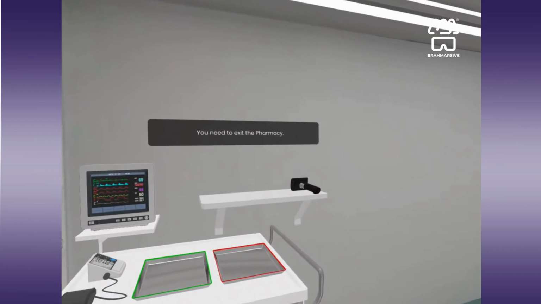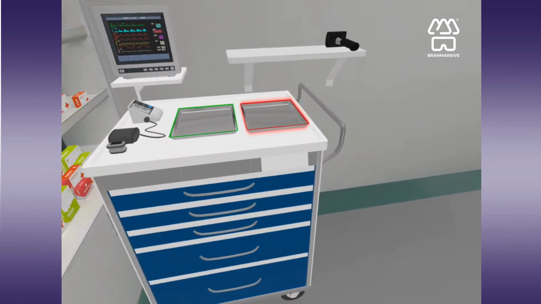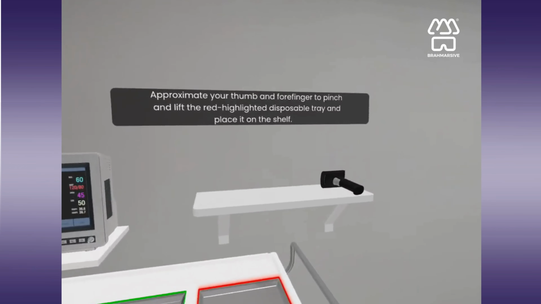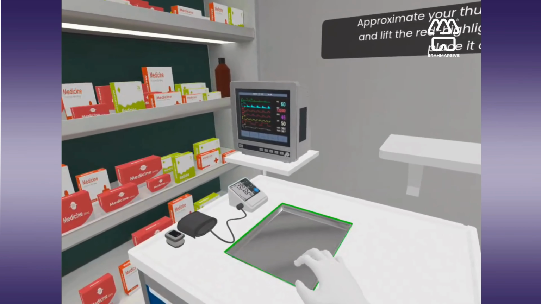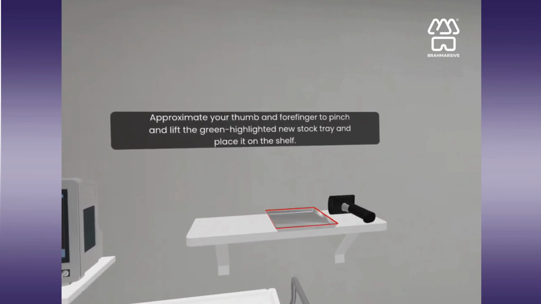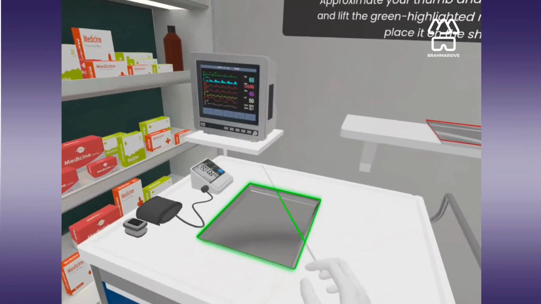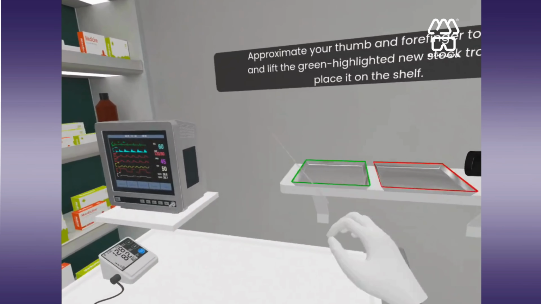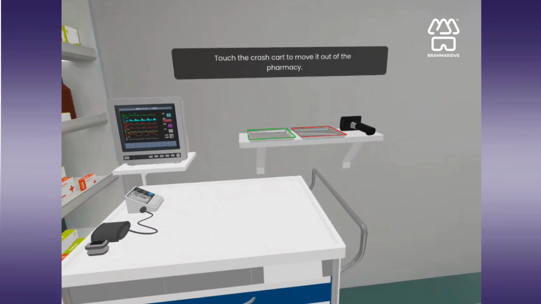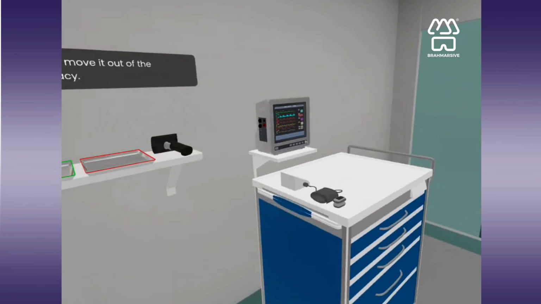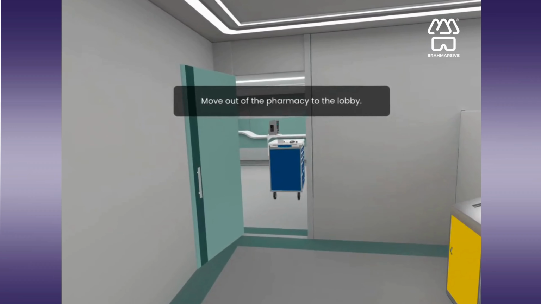Now, you need to exit the pharmacy. So, approximate your thumb and forefinger to pinch and lift the red highlighted disposable tray and place it on the shelf. Next, approximate your thumb and forefinger to pinch and lift the green highlighted new stock tray and place it on the shelf. Now, touch the crash cart to move it out of the pharmacy. Next, move out of the pharmacy to the lobby.